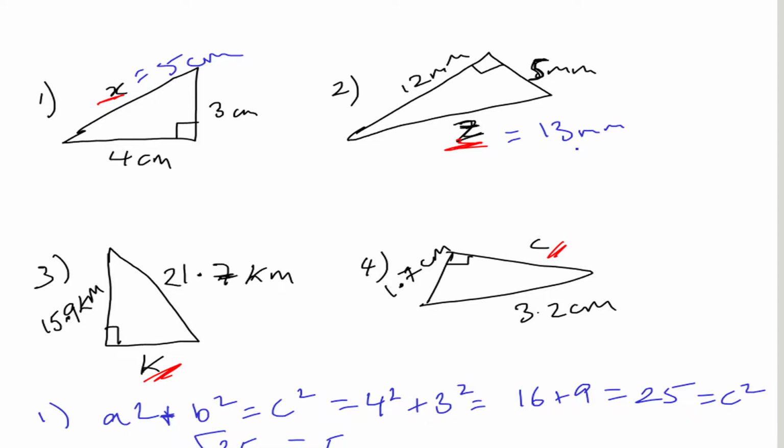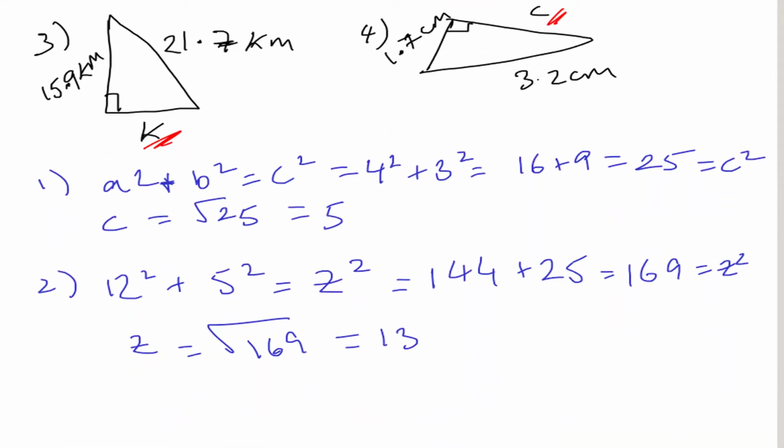And if you look at the size, 13, 12 and 5, 13 is bigger than 12 and 5. Therefore it's got to be correct, because this hypotenuse is always longer than the other two sides.